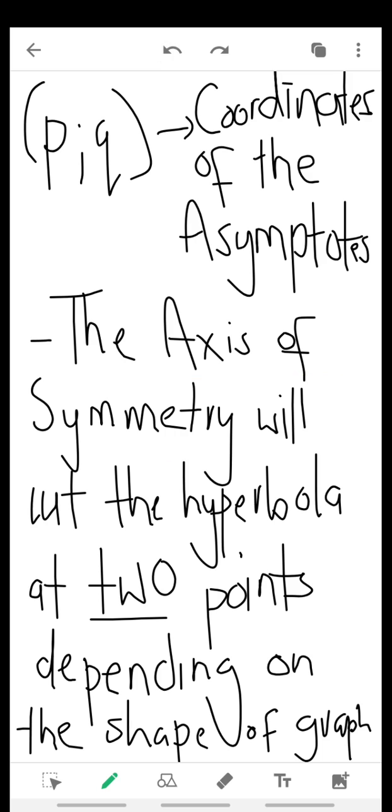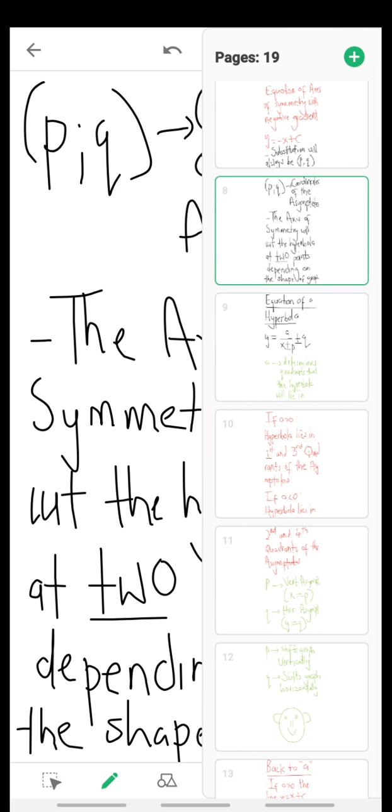If now our hyperbola is in the second and the fourth quadrants of the asymptotes, then there will be 1 point in the second quadrant and 1 point in the fourth quadrant where the hyperbola is intersected by the axis of symmetry line. That's very, very important, but that all depends on the shape of your hyperbola.